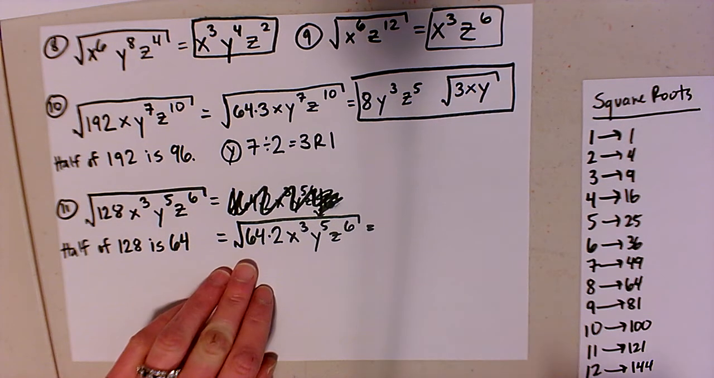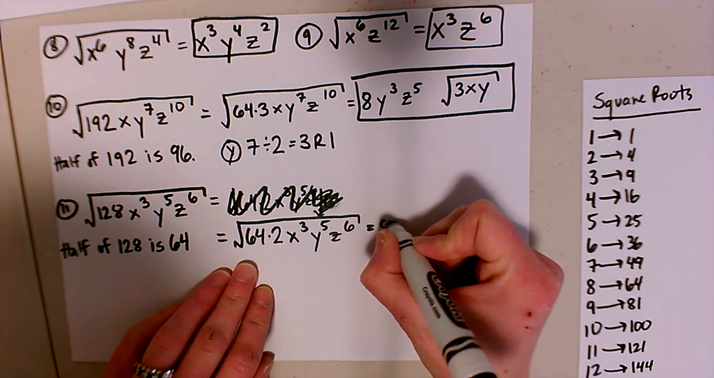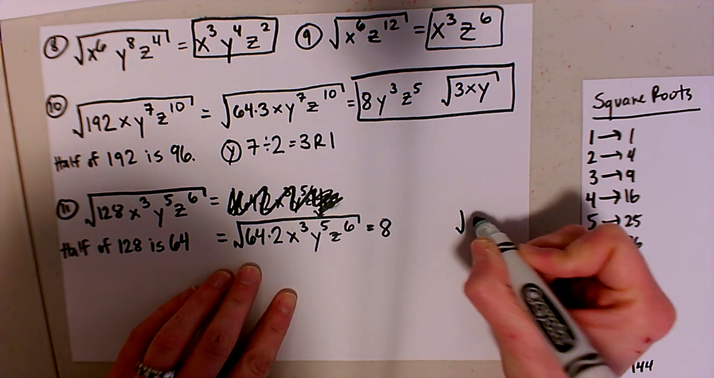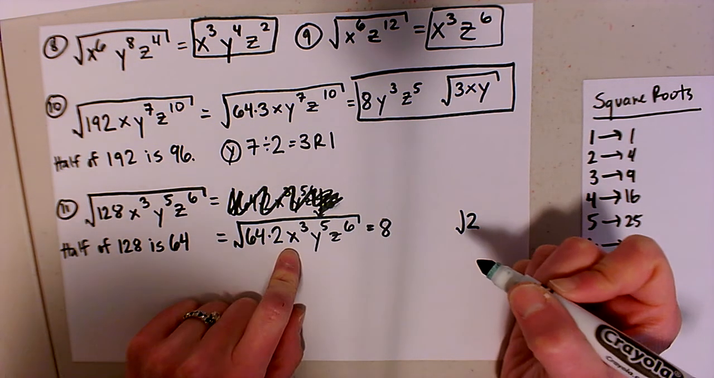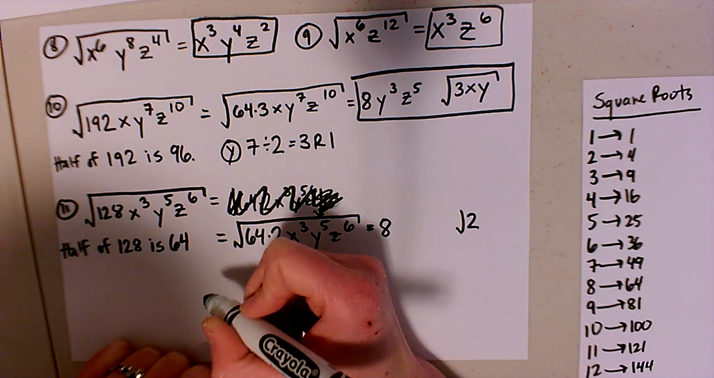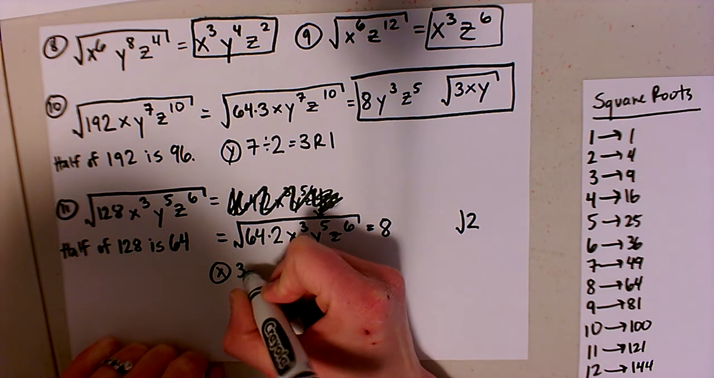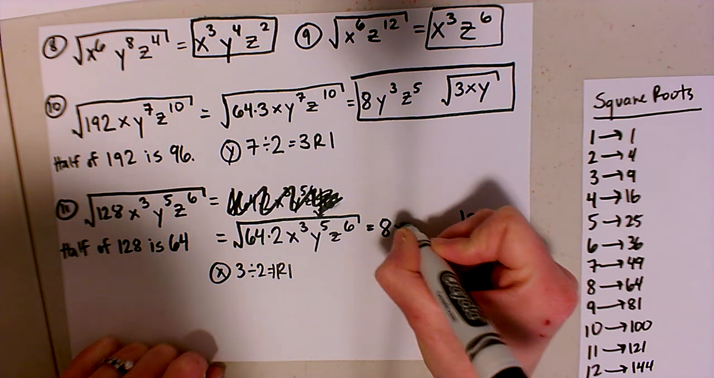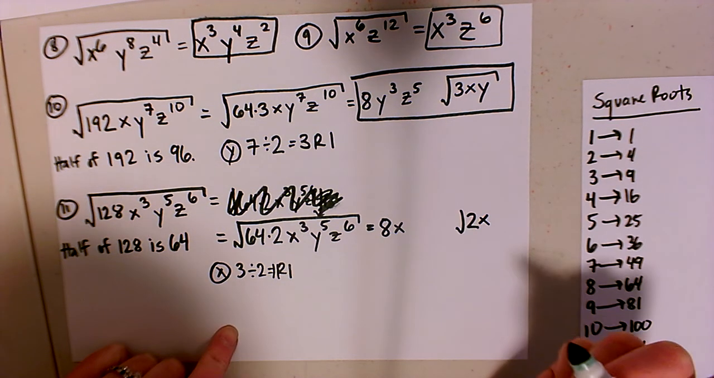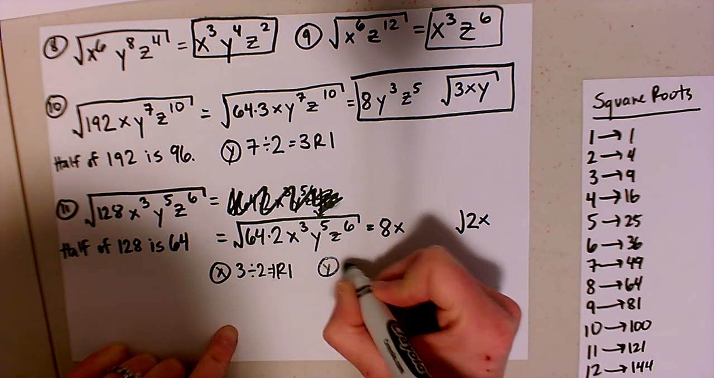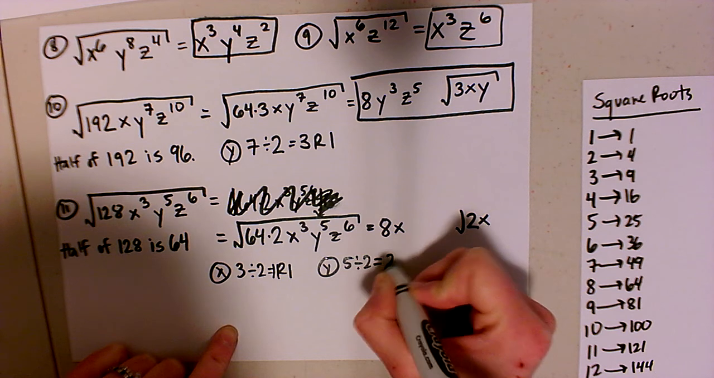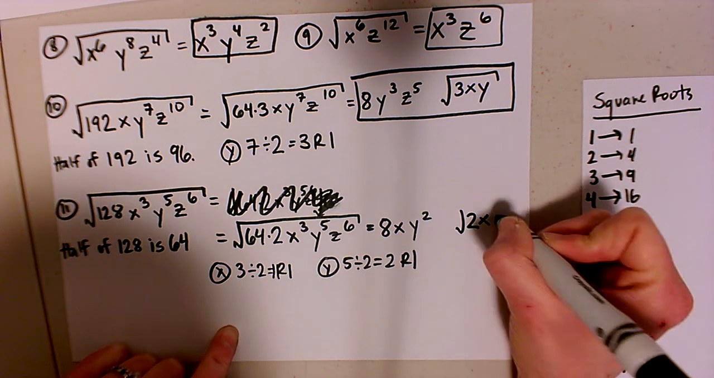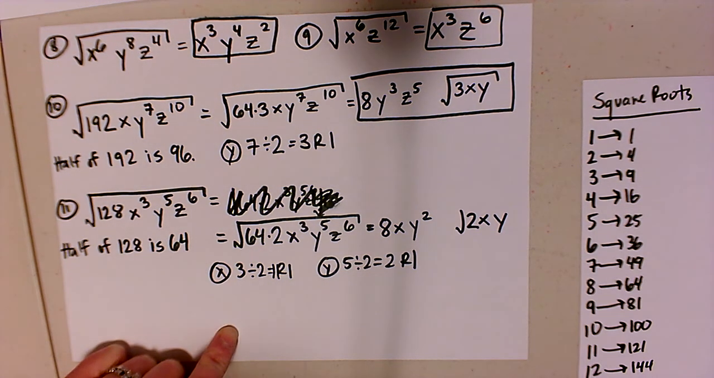Okay, now the square root of 64 we can do. That's just 8, so I pull that out. The square root of 2, I can't do that, so that has to stay on the inside. Square root of x cubed, well, to deal with that, I'm going to do 3 divided by 2, which is 1 remainder 1, so then I have an x to the 1 on the outside and an x to the 1 on the inside. For my y to the 5th, I'm going to do 5 divided by 2, which is 2 remainder 1, so then I have a y squared on the outside and a y on the inside.